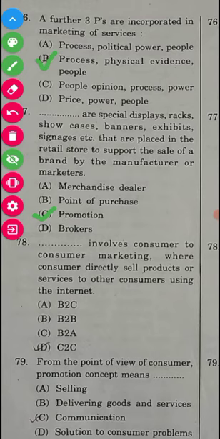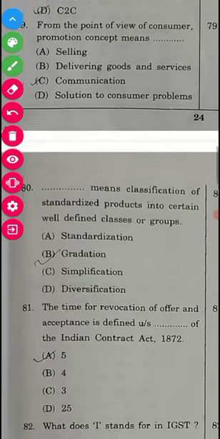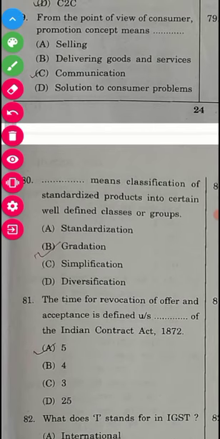Moving to the 78. Dash involves consumer to consumer marketing where consumers directly sell products or services to other consumers using the internet. So it is known as C2C business strategy. So moving on to the question number 79. From the point of view of consumer, promotion concept means communication. So option C is the correct answer.